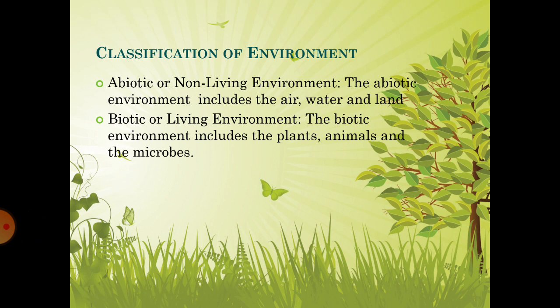There are two classifications of environment. One is abiotic environment, which is non-living environment, for example, air, water, and land. Second component is biotic, which means living environment, for example, plants, animals, and microbes.